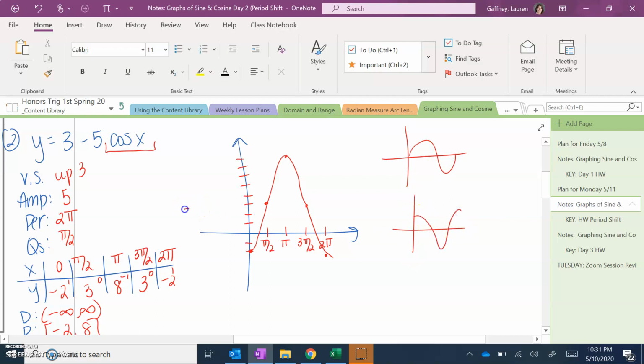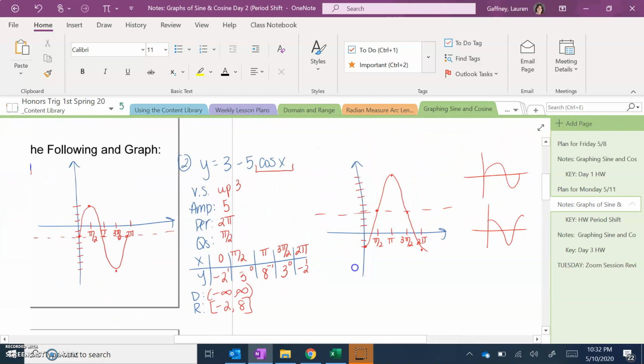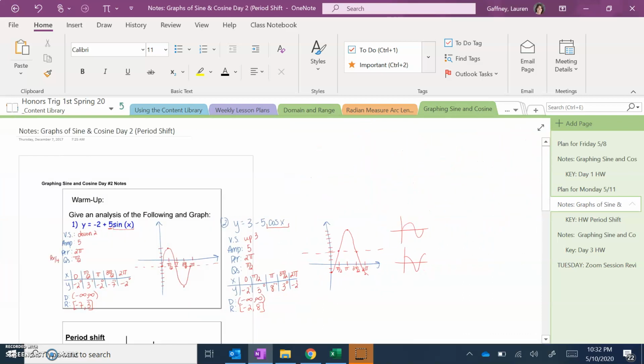So this took the center line of our normal cosine graph and moved it up 3 because of that vertical shift. It stretched it because of the amplitude of 5, and it reflected it because of that negative. See how it went from this to kind of upside down? That's what that negative is going to do. It's going to reflect the graph. So that's the basics with the vertical shift and the amplitude.